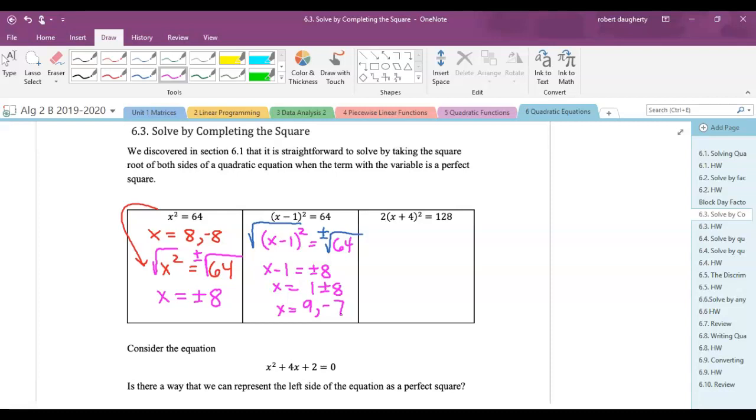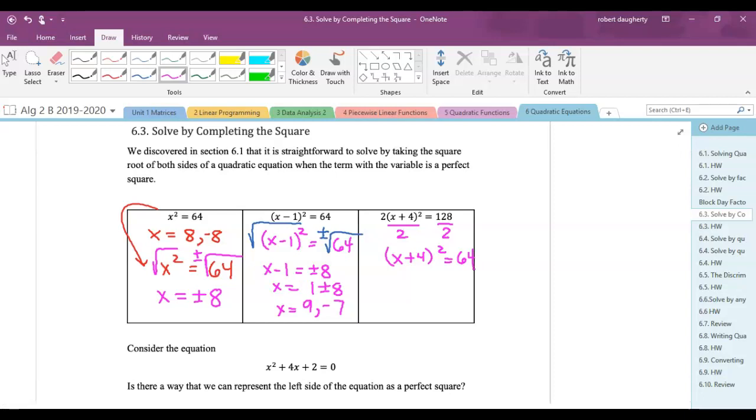X plus 4. I want something squared all by itself. What is keeping x plus 4 squared from being by itself? The 2. The 2 that is what? Multiplied, subtracted, added, divided. Multiplied. So if it's multiplied by 2, I can undo that by what? Dividing both sides by 2. And then I get x plus 4 squared equals 64.